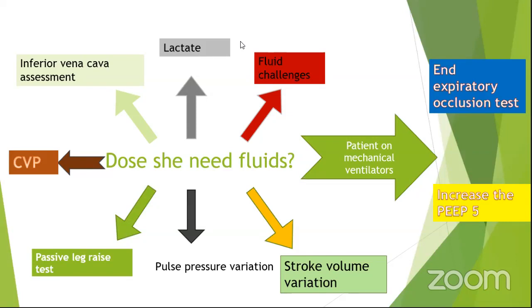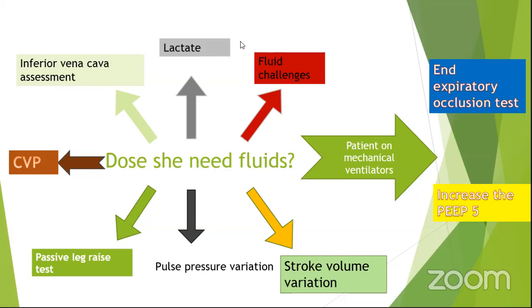The lactate level: you give the patient initially, he has a lactate of 5. You give 1 liter of Ringer lactate. After that, it goes to 3 after 2 or 3 hours. So this goes with fluid responsiveness, a significant decrease.